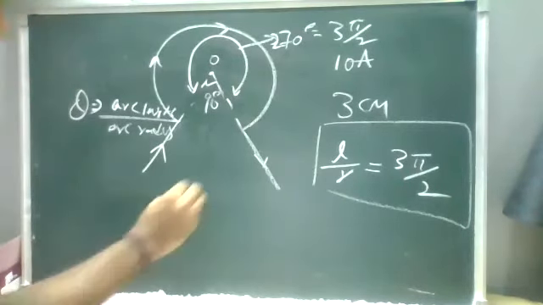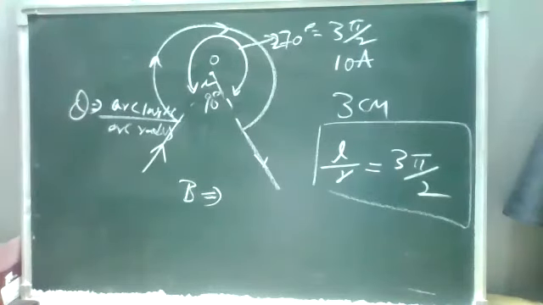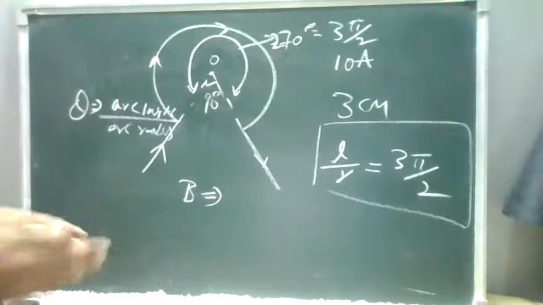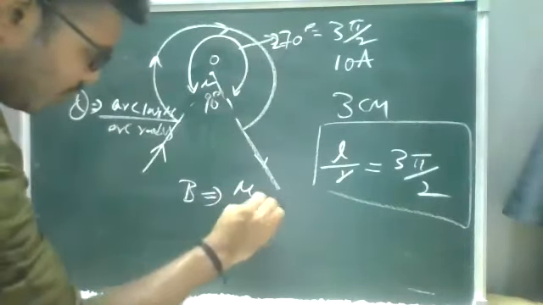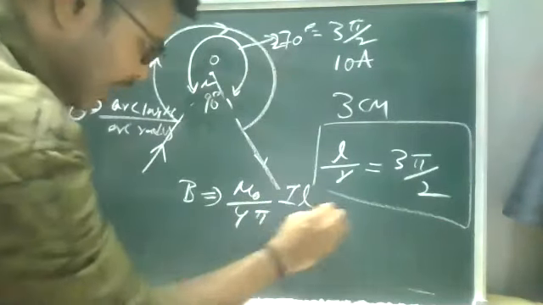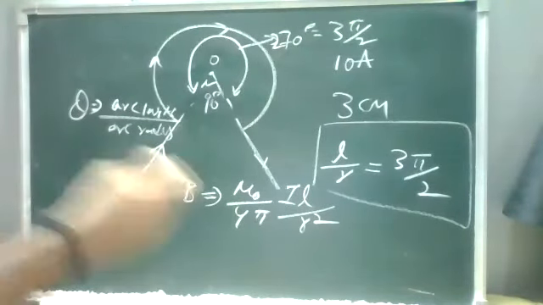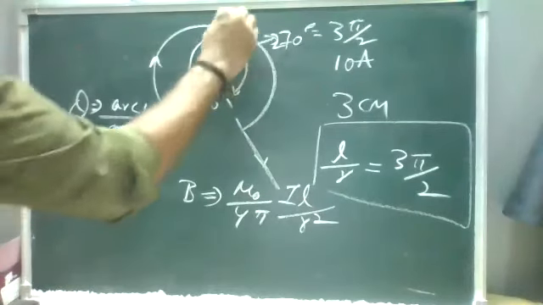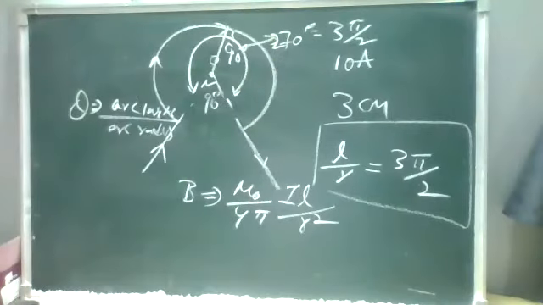Now, using Biot-Savart, we need to find the total magnetic field at the center. There are no changes, so I'll take the direct relation. B is equal to mu naught by 4 pi, I L by R square. I did not take sin theta because at the center, the angle between current element and the magnetic field is 90 degrees, as I said at the start. So sin theta does not appear.